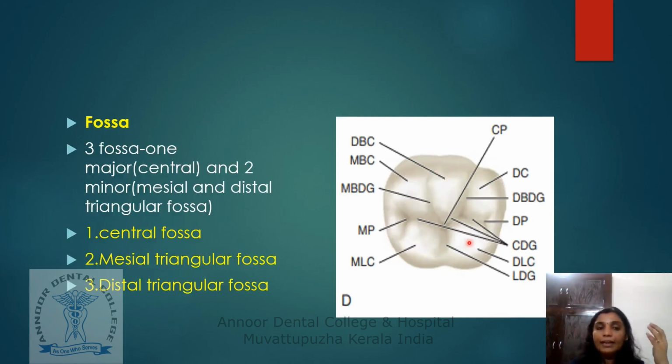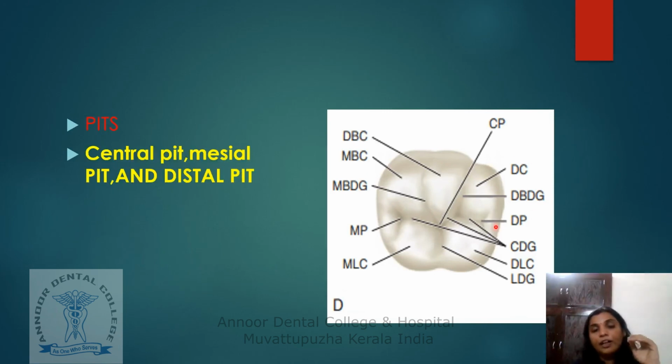Fossa, again I have explained earlier, 3 fossae, one major, that is the central fossa here, and the mesial triangular fossa and distal triangular fossa, they are minor fossae. Same as that of other molars, it has also got pits like central pit, mesial pit and distal pit.